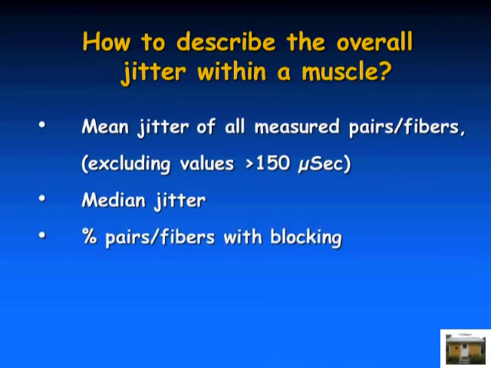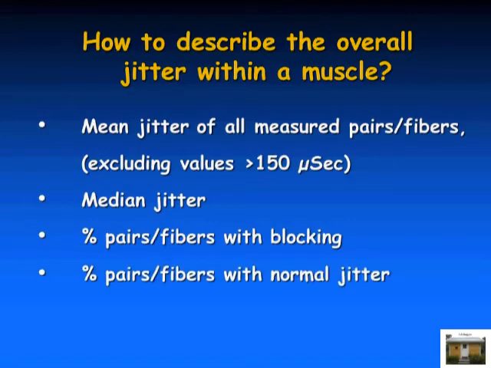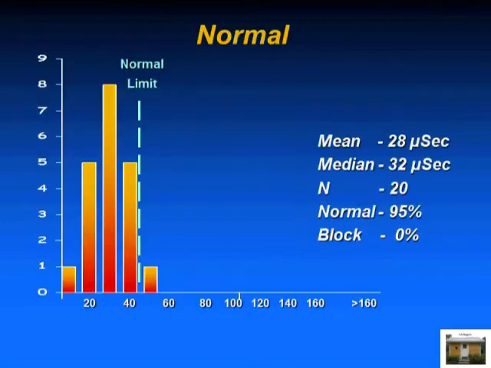Another way of doing that is to look at the percentage of the measurements that you made in which there was some blocking. And you can also look at the number of measurements that you make in which the jitter is within a normal limit. And all of these observations are useful under some circumstances, and this is one way to display the data.